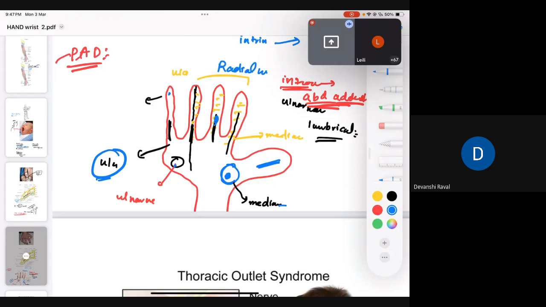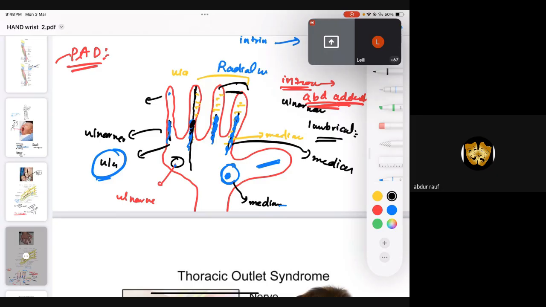Touch sensations. Okay. So you have lumbrical muscles, which I have marked with blue. For the first two lumbricals, the second and third finger, the motor supply is by the median nerve, right? But for these two lumbricals, the motor supply comes from the ulnar nerve. Is that clear? Yes, sir.